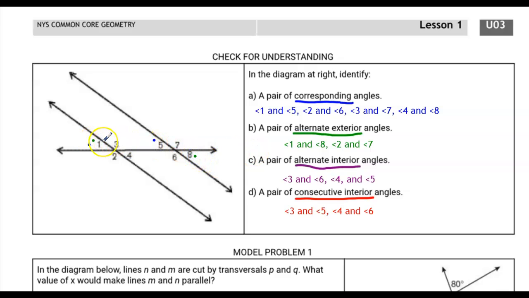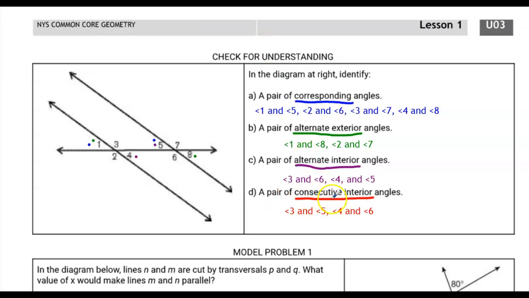In other words, those are on opposite sides of that transversal. Remember, the transversal is this one right here. It's intersecting both of those parallel lines, and they are outside the two parallel lines. For alternate interior, the alternate interior angles would be the ones like, for example, angle 5 and angle 4, right? They're on opposite sides of the transversal, and they're between the two parallel lines.